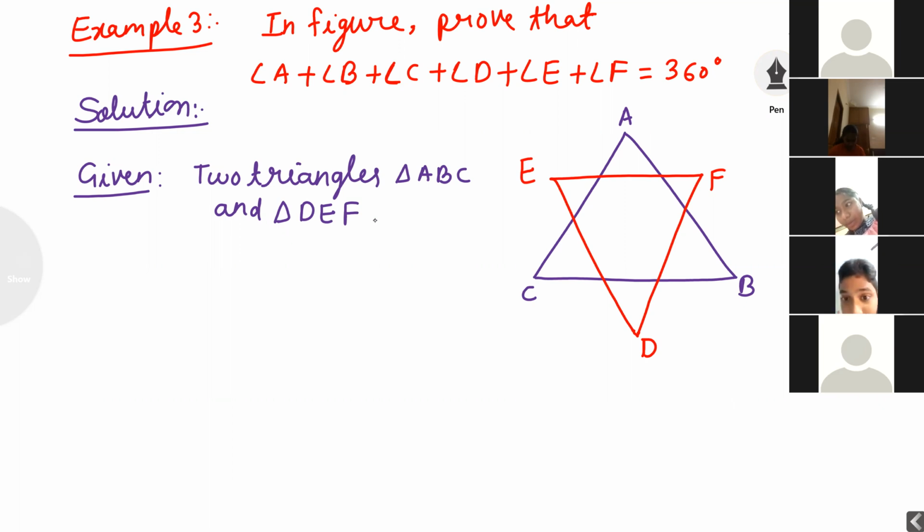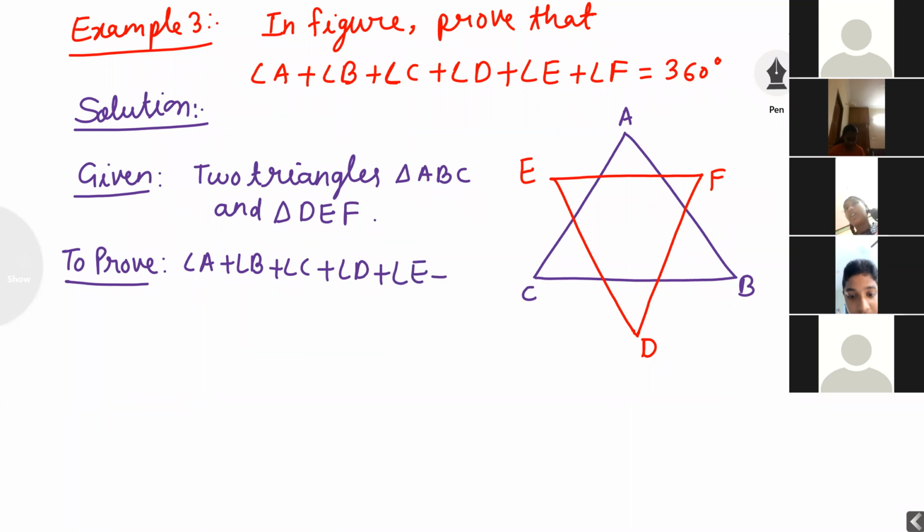To prove: angle A plus angle B plus angle C plus angle D plus angle E plus angle F is equal to 180 degree. Right. Now I am going to start proof.